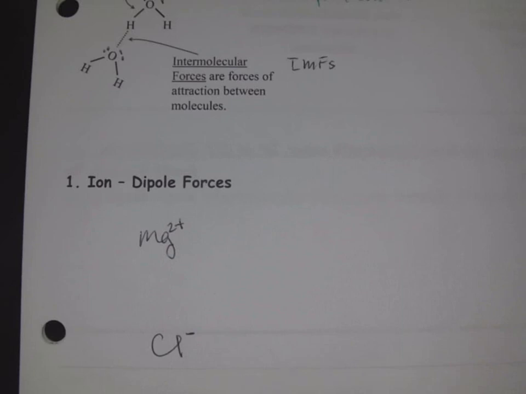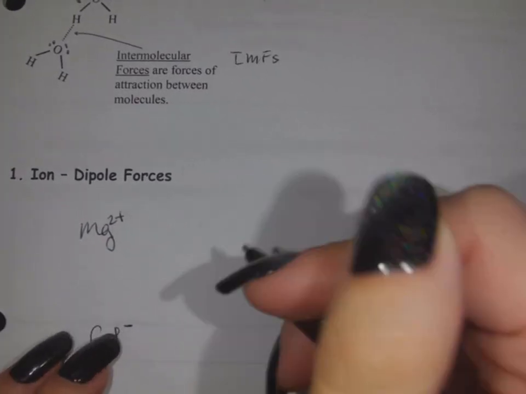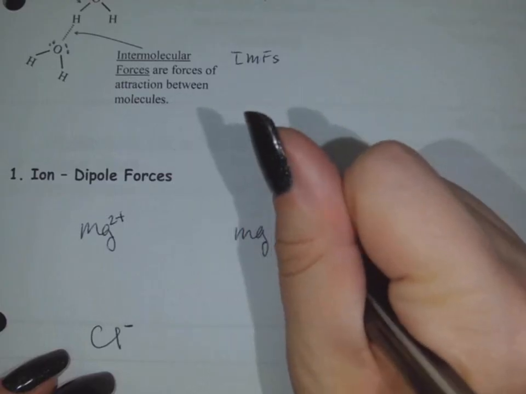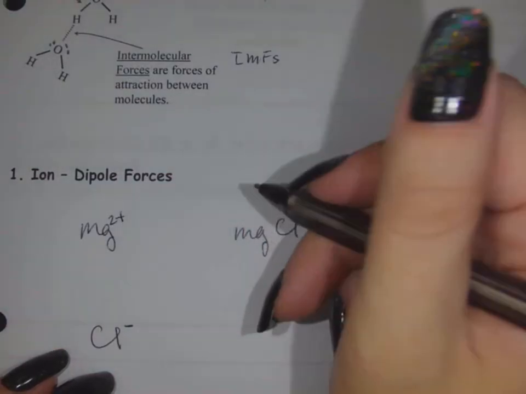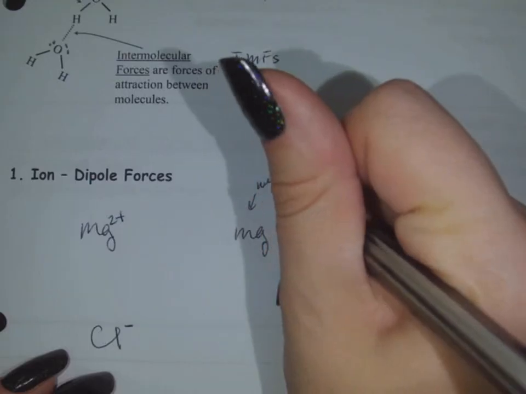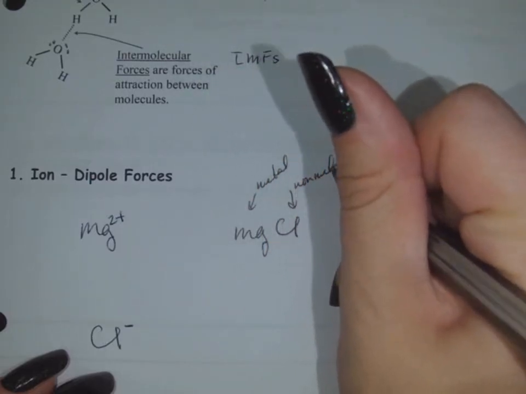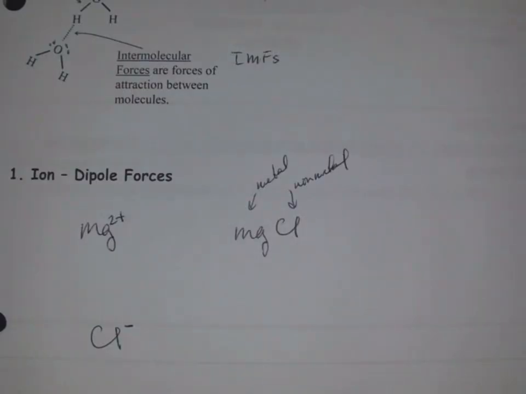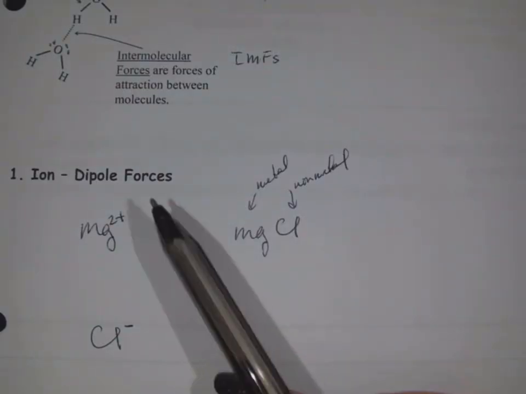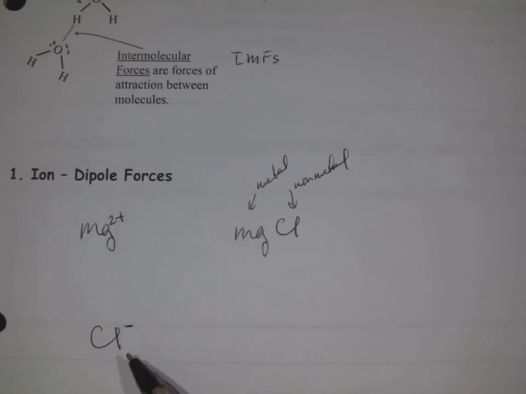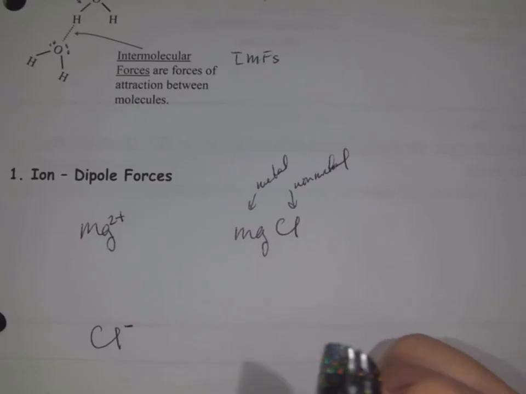Occasionally, it might say magnesium chloride, MgCl, and you need to recognize, oh, this is a metal and a non-metal, and so that would be ionic. So when we have an ion, the magnesium or the chlorine, and in this same space there is a polar molecule. Okay?